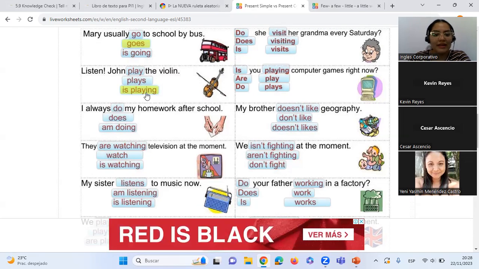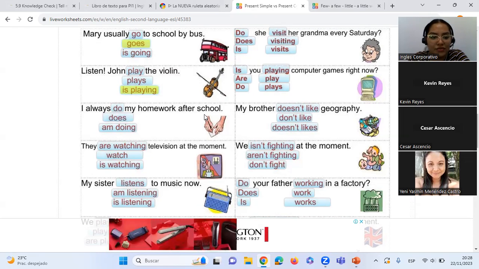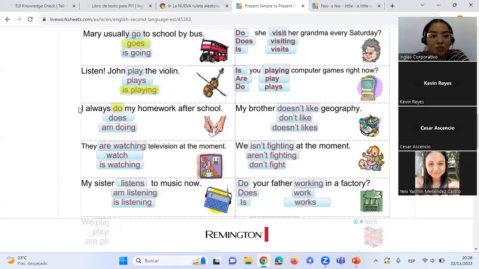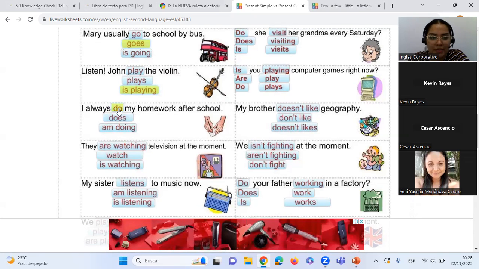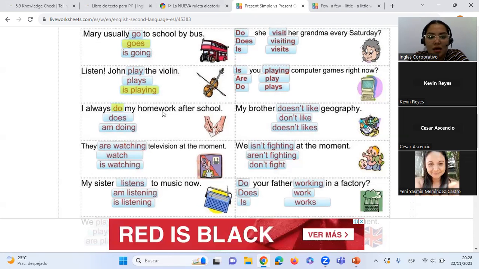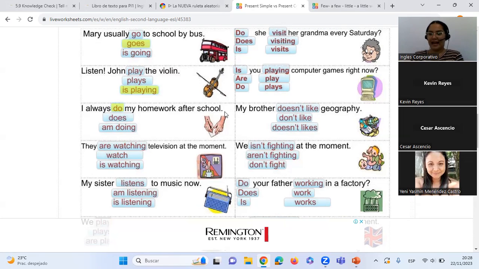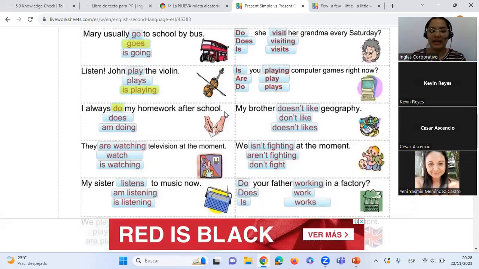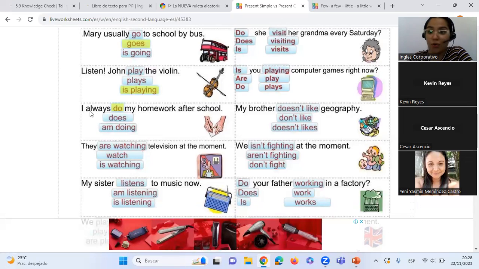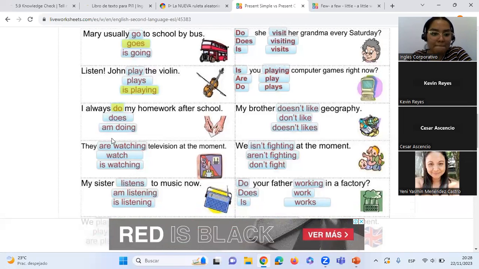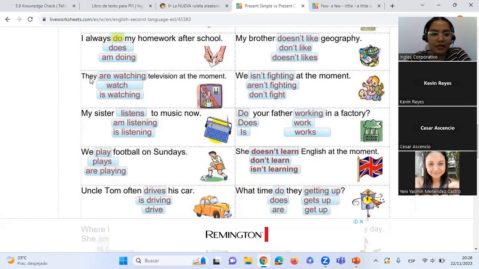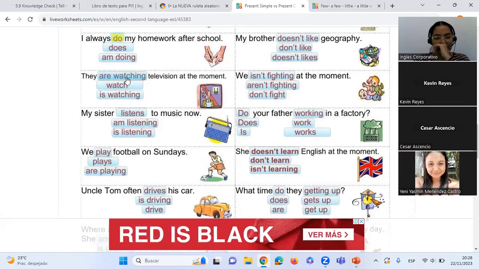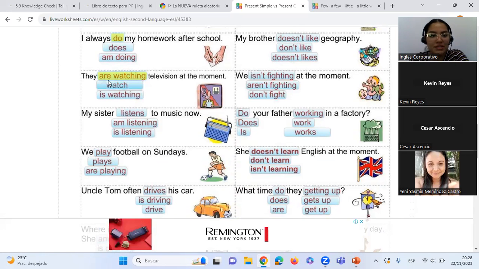Perfect. All right, then we have, I always my homework after school. Okay. Do. In this case, do, because we have the first person. La primera persona, we use do. Okay, after school, because it's kind of a habit. Es como una rutina que él tiene. Él siempre hace su tarea después de la escuela. Y we are using always. All right, let me see. They television at the moment. What do you think? Are watching. They are watching.